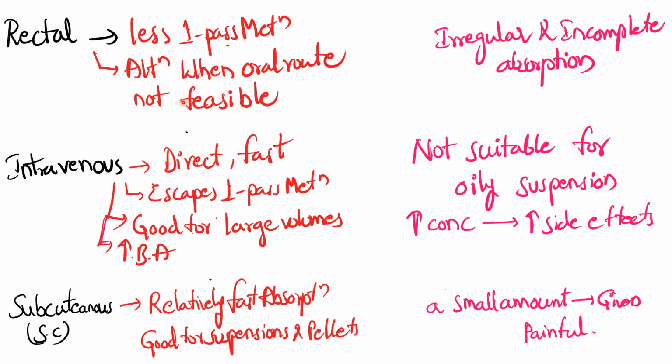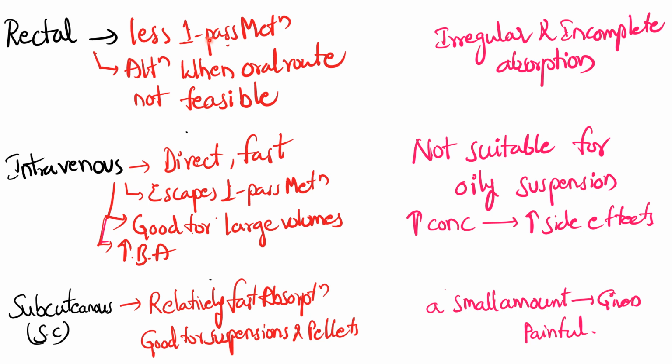Next route is rectal route. In the rectal route, suppositories such as bisacodyl and glycerin are inserted into the rectum. When they dissolve and are absorbed into the bloodstream through the rectal mucosa, this route is often used when the patient is vomiting or unconscious.